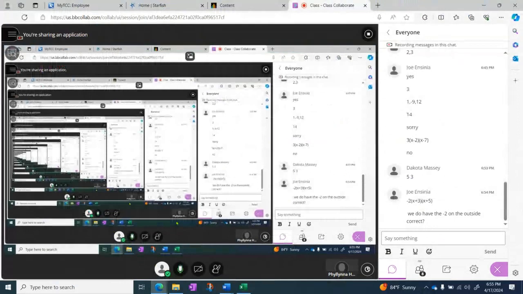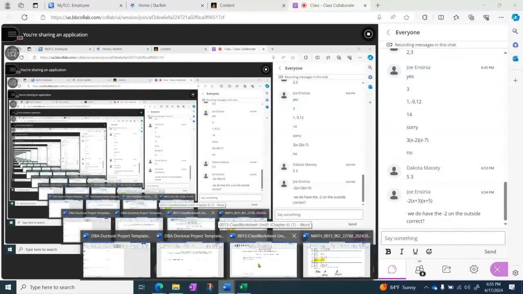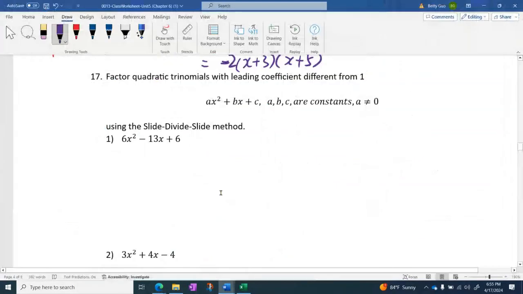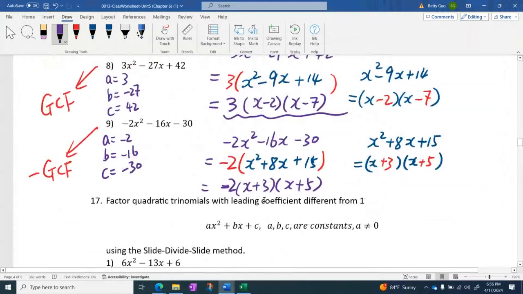We do have the negative 2 on the outside. Yes, exactly. You're right, Joe. We do have negative 2 on the outside. So the shortcut method is basically just a part of the solution. We do have negative 2 in front of it. We factor the blue trinomial and we put it back and multiply by the negative 2.